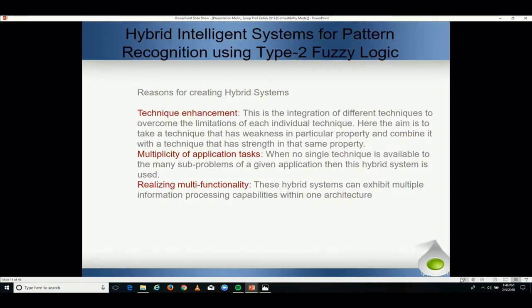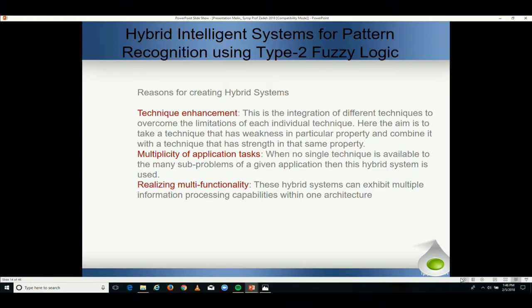As Professor, the previous speaker says, the hybrid system is better for working with fuzzy. In this case, we can say that type 2 fuzzy logic is working very well when we combine the systems to have a hybrid intelligence system. In particular, in my case, I am working on pattern recognition, for technique enhancements, multiple application tasks, realizing multiple functions to construct a hybrid system.